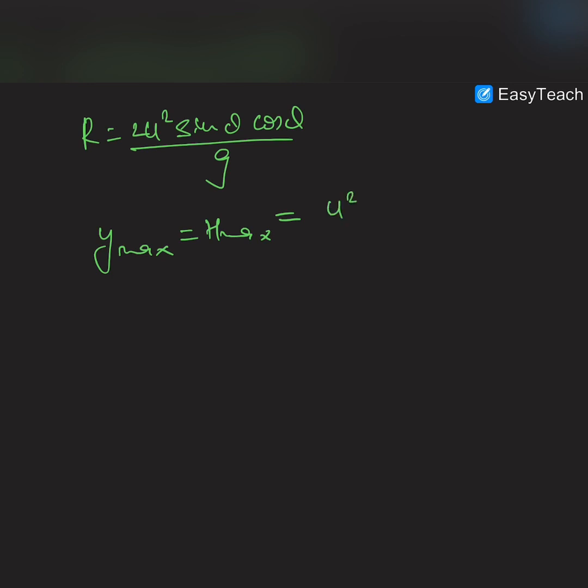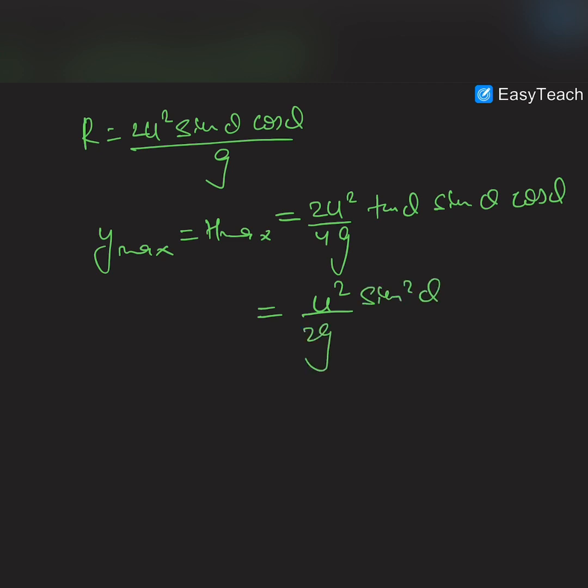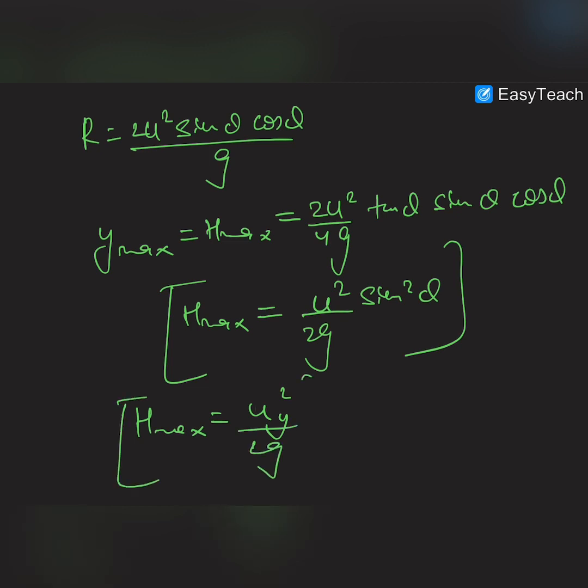So it is 2u square by 4g, and tan theta sin theta cos theta. Now we can solve this equation. We would get u square by 2g into sin square theta. This is h max, which we have already discussed. So the maximum height is equal to uy whole square upon 2g. Okay, so this is the two-method derivation of maximum height and range.